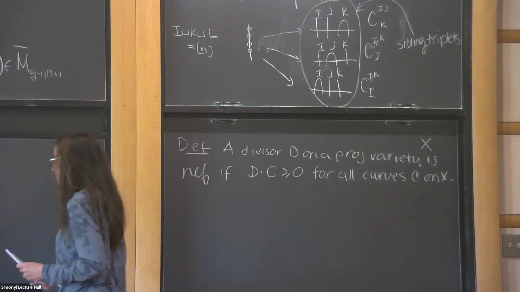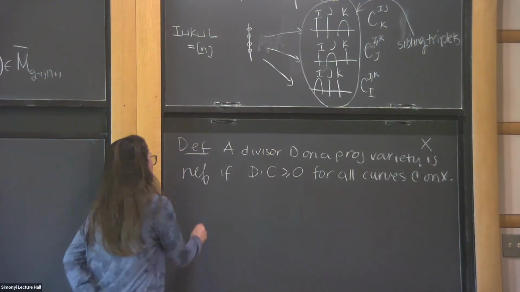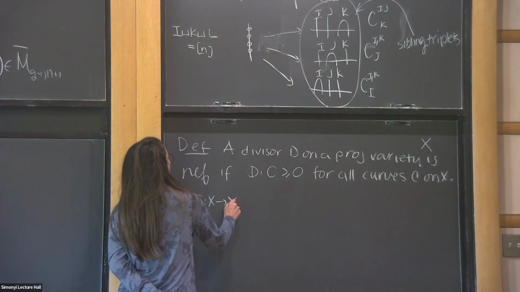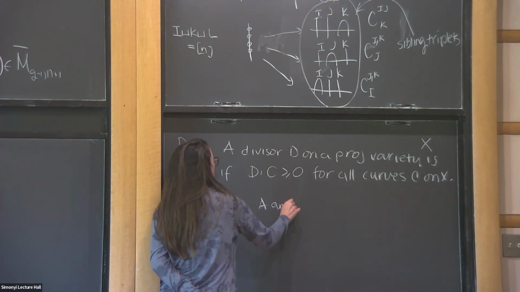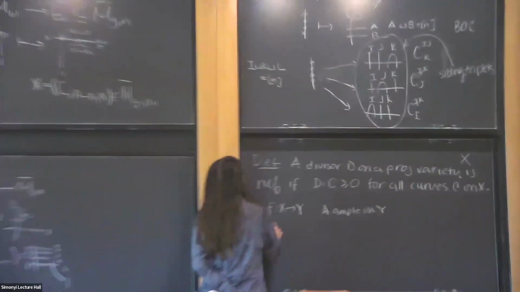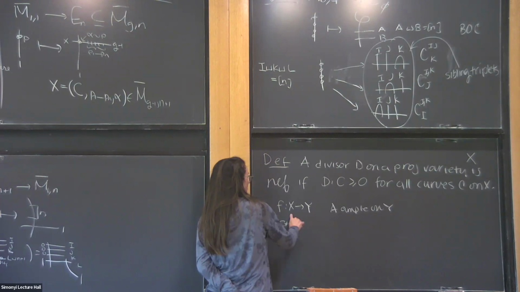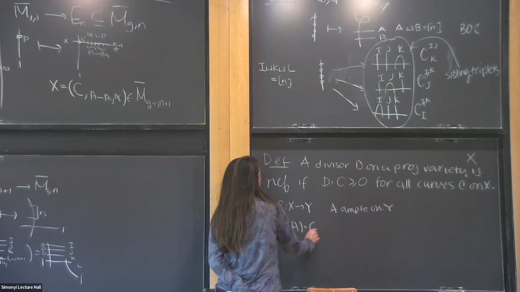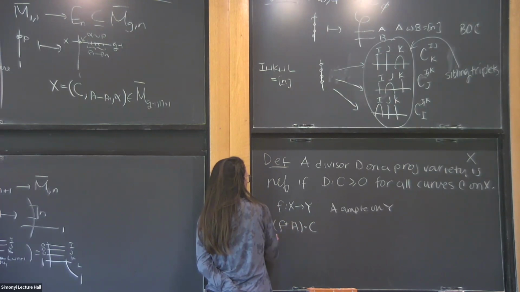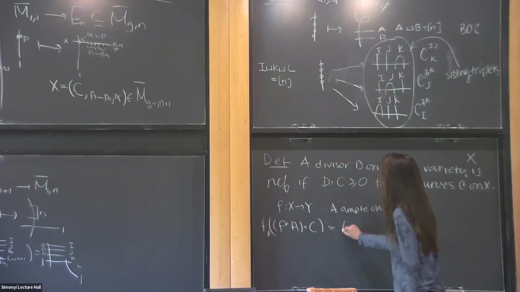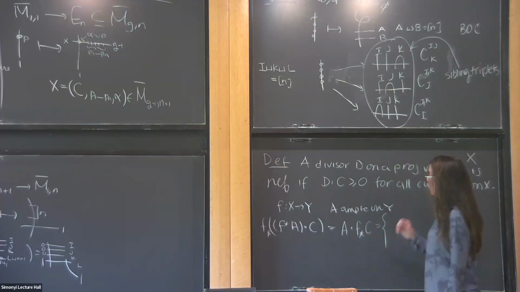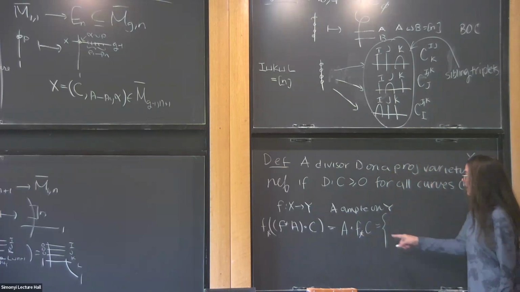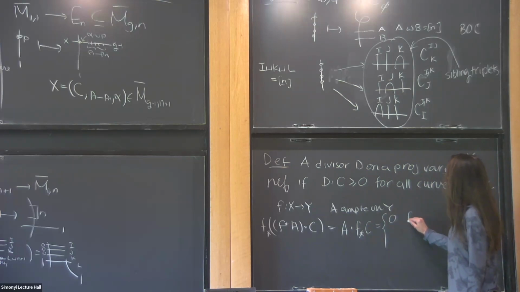There are lots of examples of nef divisors. For example, if you have any morphism f from your projective variety to another projective variety Y, and if A is ample on Y, then the pullback of A, this ample divisor, is nef. You can see that by intersecting with a curve. By the projection formula, this is the same thing as the ample divisor intersected with the pushforward of that curve. And the pushforward of a curve can either be points or a curve. If it's points, this is 0, if f contracts the curve.